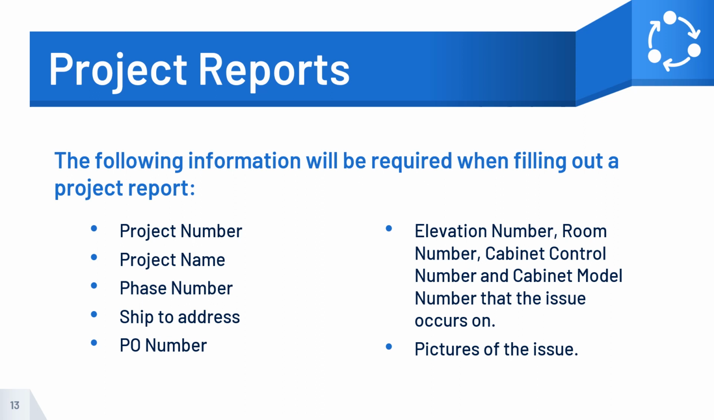Project number. Project name. Phase number. Ship to address. PO number. Elevation number, room number, cabinet control number, and cabinet model number that the issue occurs on. And pictures of the issue.